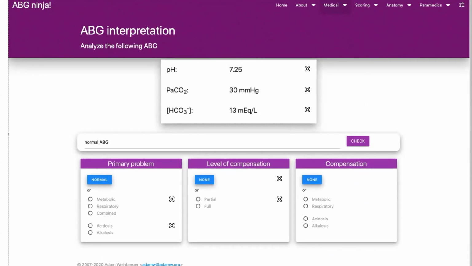Hold up, this is a curveball. What is the combined? That's like that mixed gas.